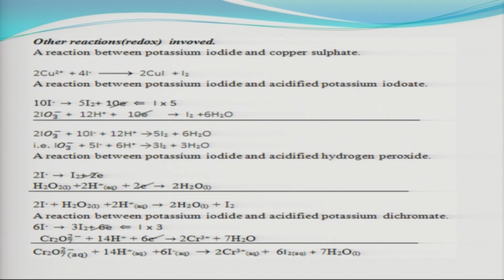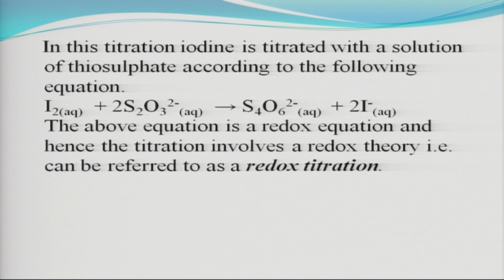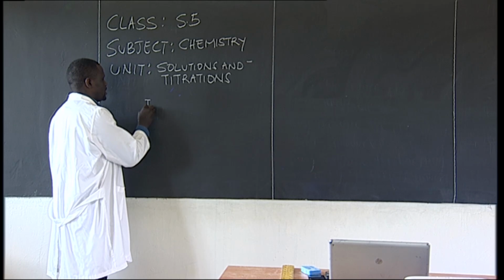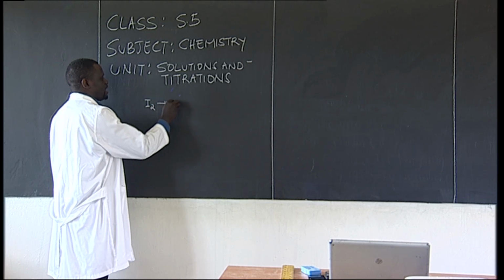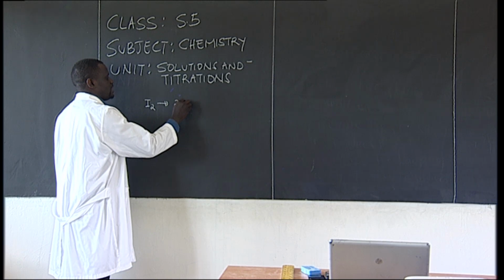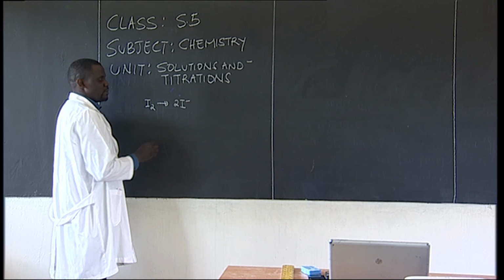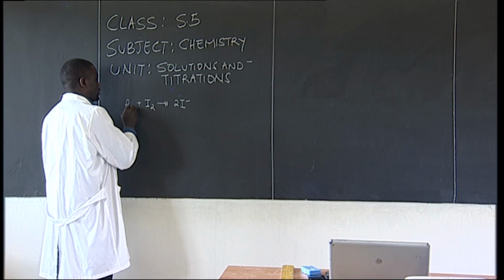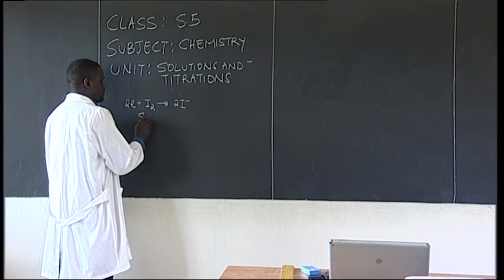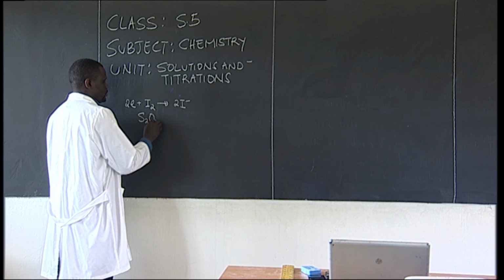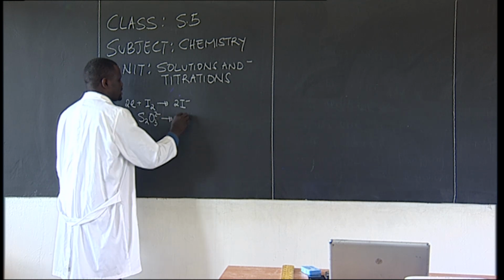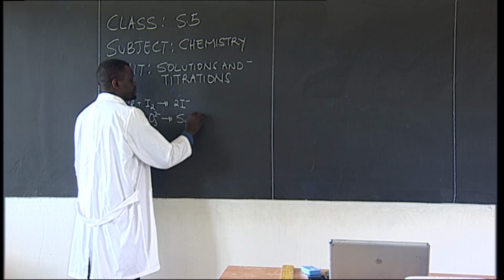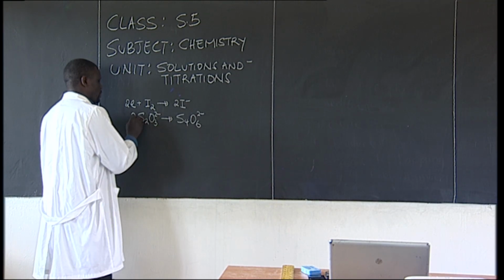Let's first illustrate the first one, which is very important among them. Everywhere you're going to see that we have iodine being changed to iodide ions. And then we have thiosulfate. How can we balance our equation? I think we put 2 here. We can call this one reduction. Then we have this one, 2S2O3 2-, which will give us this one, S4O6 2-. So we balance our equation.